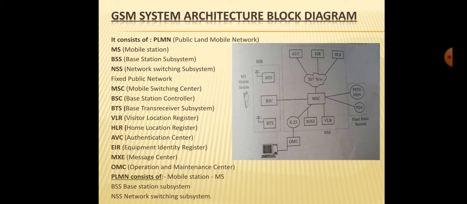Then next is AUC, that is authentication center. What will it be doing? It contains security information, that is IMSI, International Mobile Subscriber Identity. That is the unique number associated with GSM for identifying a GSM subscriber, okay.